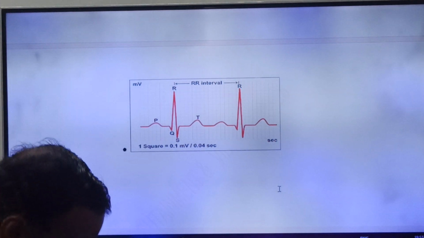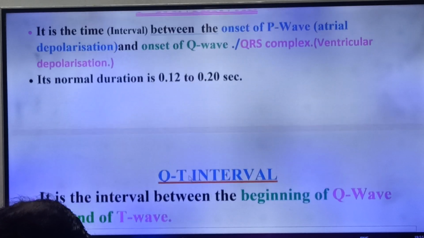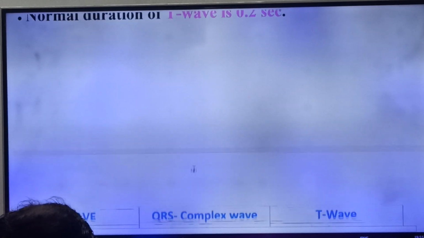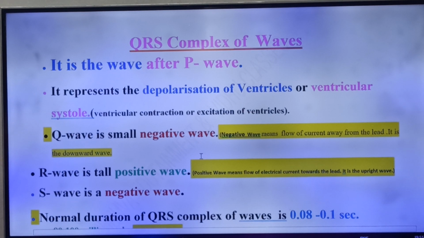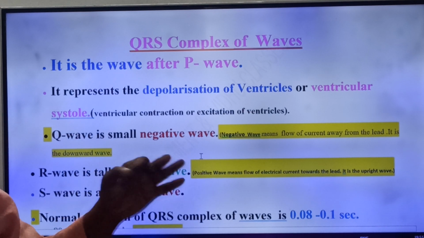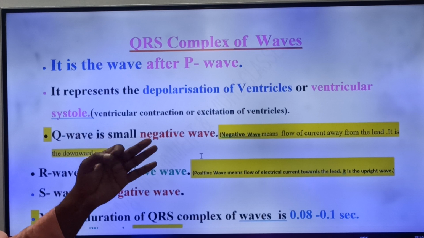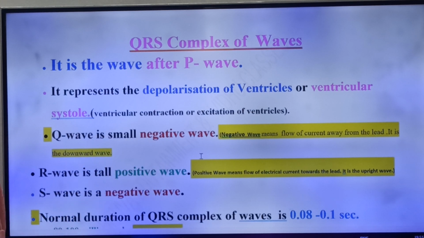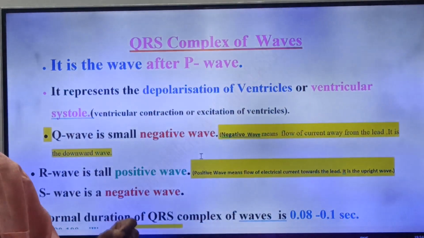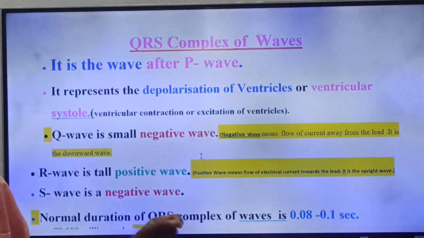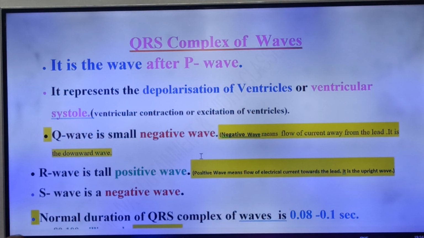Now come to the QRS complex wave. It is a wave after the P wave. This QRS complex wave represents what, friends? Depolarization of ventricles or ventricular systole, or ventricular contraction. You have to write any one of these, friends: depolarization of the ventricles, ventricular systole, ventricular contraction, or excitation of the ventricles.